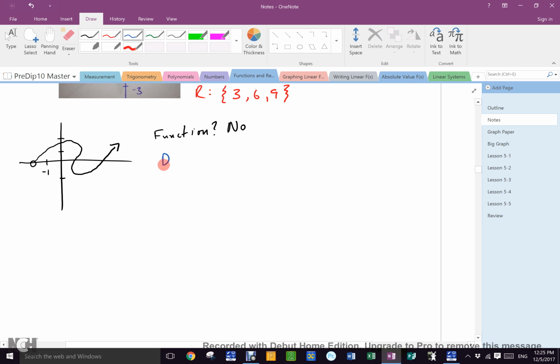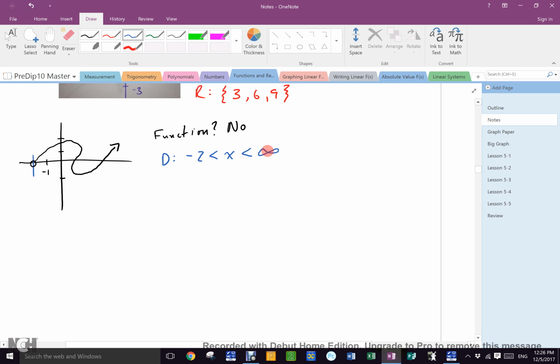Domain. Where do I start looking? X-axis. Negative 2 to positive. Is it included? No, it's not. So then, x. What does that arrow mean? Forever. Goes on forever. To where? Infinity. Will it ever equal infinity? No. So I can write infinity.